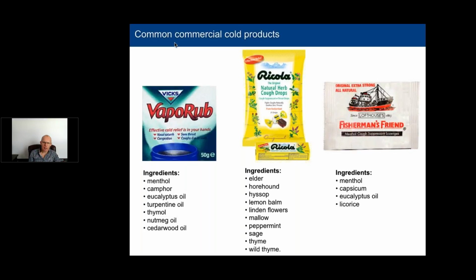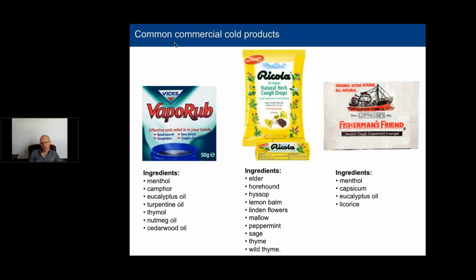Now, I probably shouldn't use brand names, but if you look at a few common products that you can find in any 24-hour convenience store, pharmacy, or grocery store, something like Vicks VapoRub, the main active ingredients are menthol, camphor, eucalyptus, turpentine oil, and thyme oil. Those are all essential oils that act as expectorants and rubefacients, and have some antiseptic effects as well.